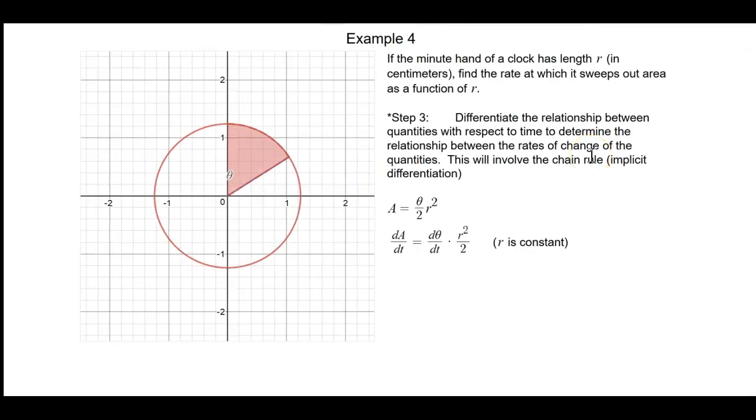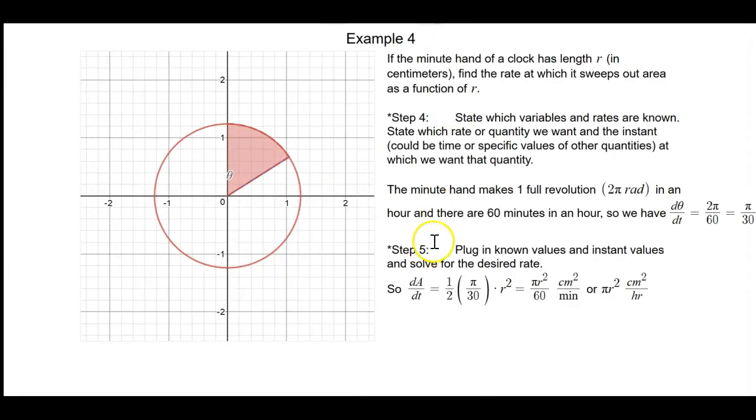Step 3, we want to differentiate our relationship. Again, we are differentiating with respect to t, though our ultimate goal is an expression in terms of r. So dA/dt is going to be given by d theta/dt times r squared over 2, because our variable in this case is theta. Theta is what's changing with respect to time, not r. If you think about it, the length of a minute hand on a clock is not changing. It's constant. So now we need to figure out what d theta/dt is.